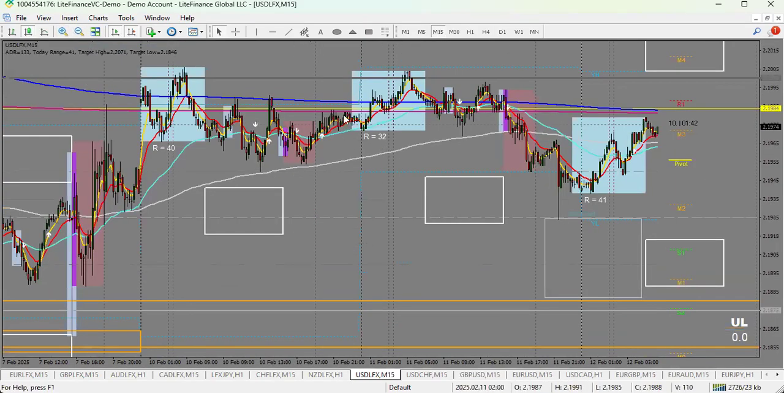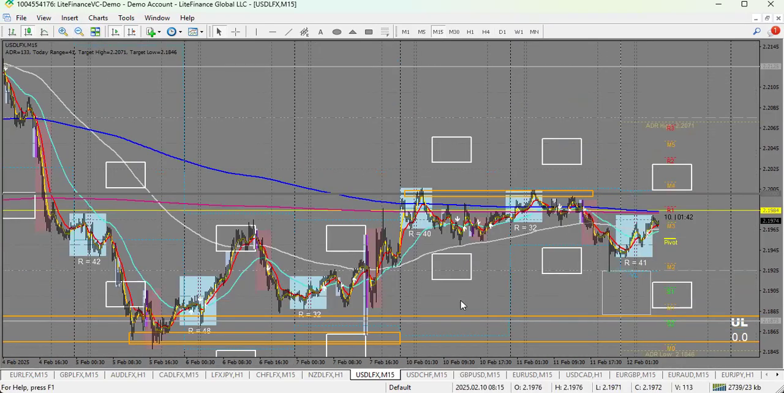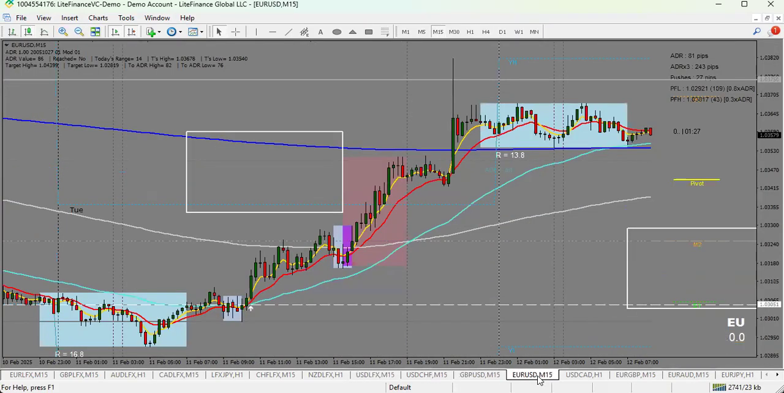So we'll look if this set would hold for a sell. But as for the dollar index, I would anticipate a buy. So let us go to Euro USD, the fiber.